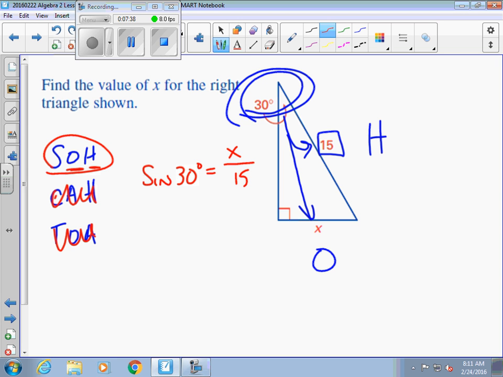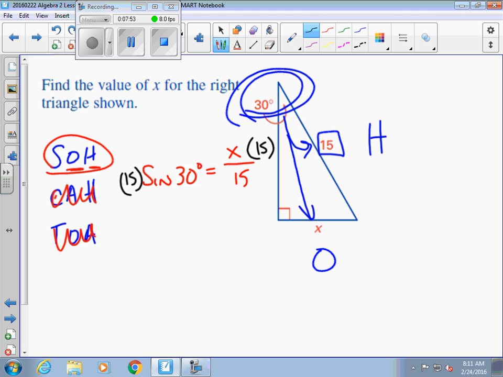It says X over 15, which means X divided by 15. How do we undo that? Multiply by 15. That's simple enough. Multiply this side by 15. And when you do that, you do it to this side over here. So now that simply says 15 times the sine of 30.